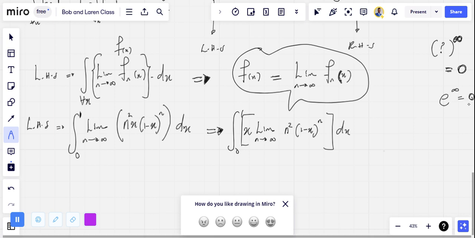When you have e raised to the power of infinity, I think that should be equal to 0 also. So I believe that we can also apply it here. Any expression here that is being raised to the power of infinity must give us zero. So that's what I want to do in this case now. So I have the integral from 0 to 1, then I have x outside the limit. Okay, sorry, let me clear that off. I have x, this is it here.